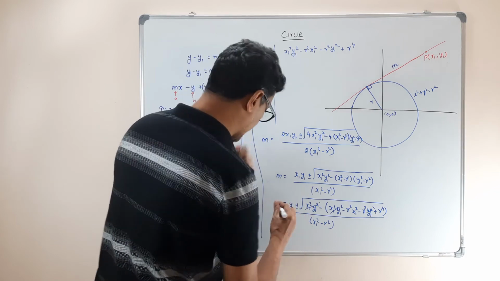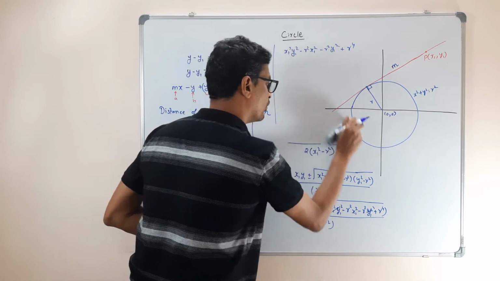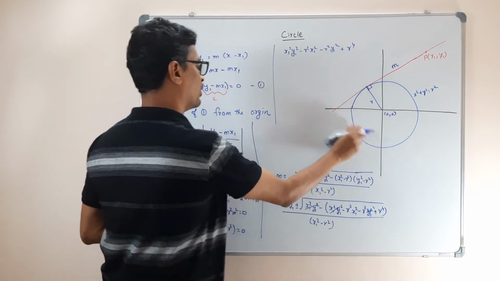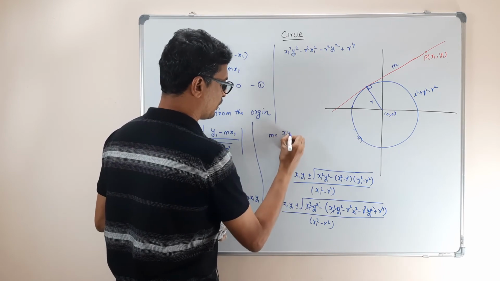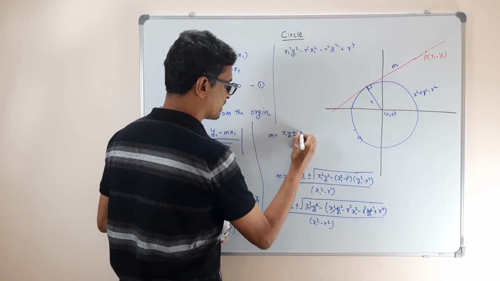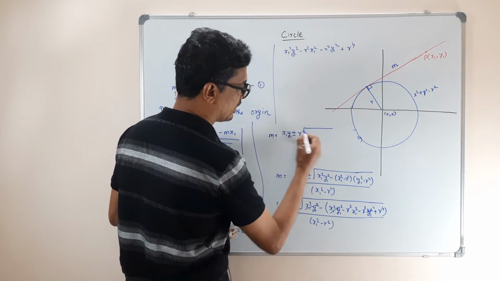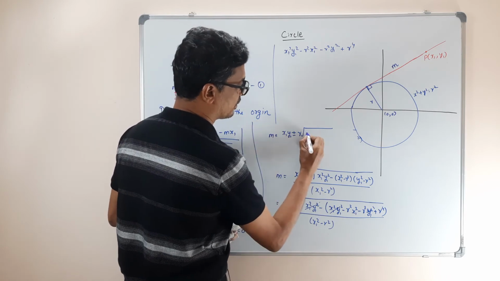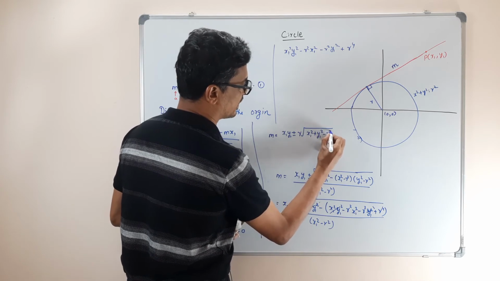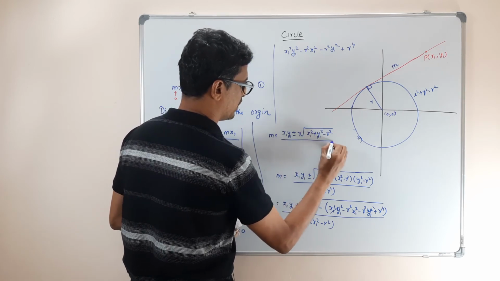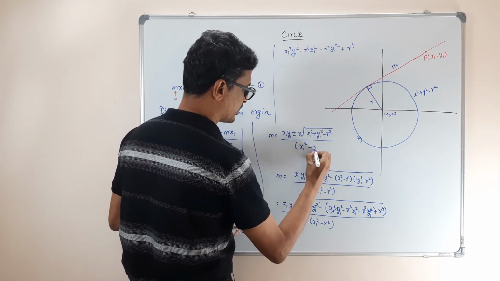So what will we get? Finally, what will we get? Our m will be x1 y1 plus or minus r into root of, this is minus now and becomes plus. r square won't be there. x1 square plus y1 square minus r square divided by x1 square minus r square.